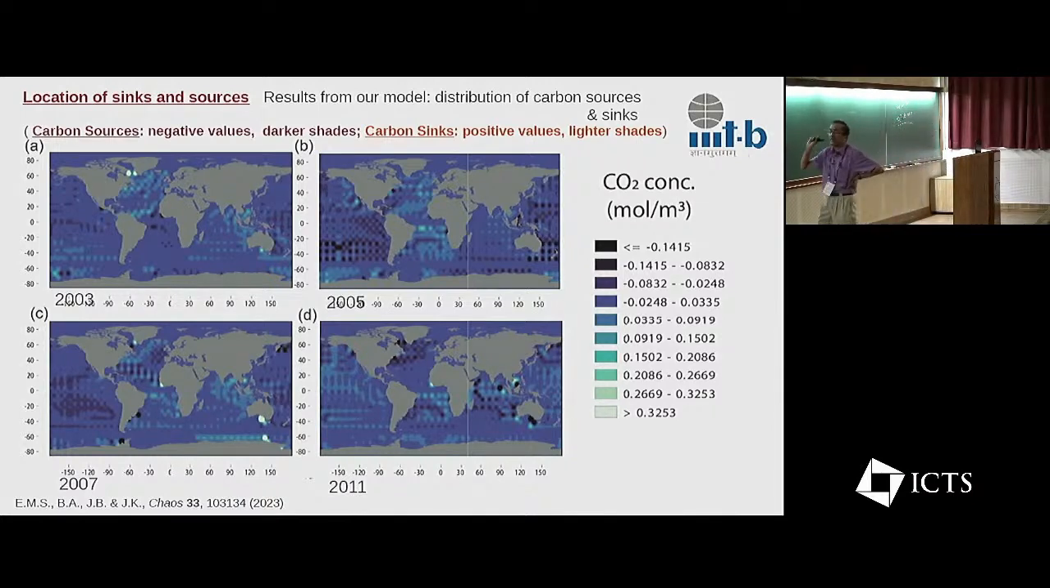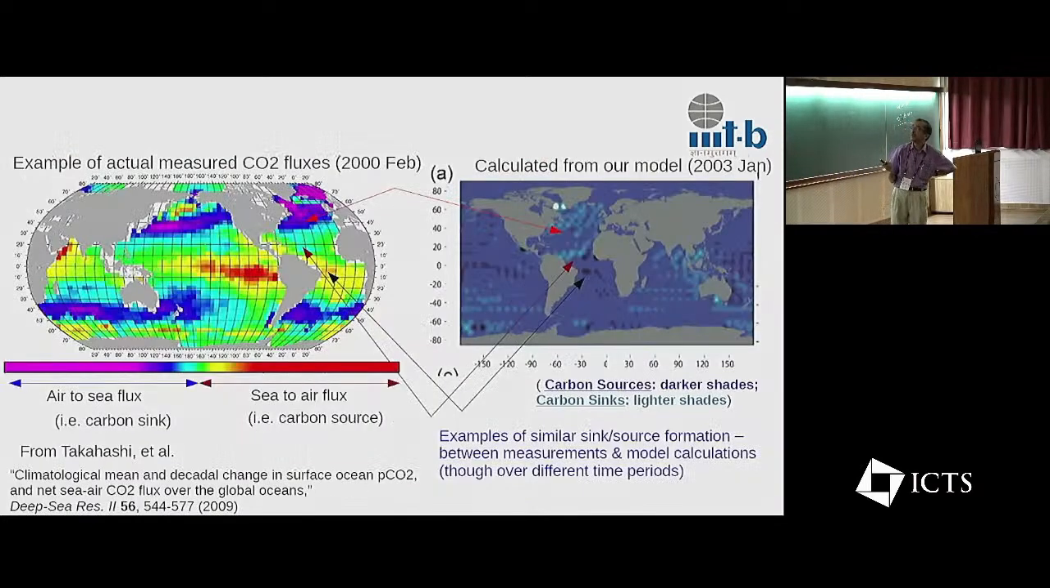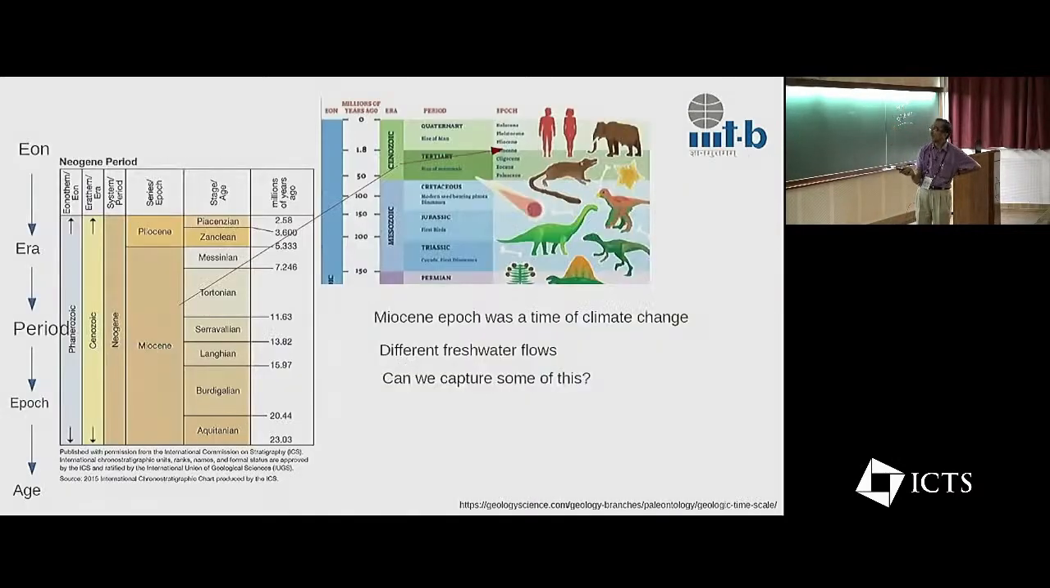And wherever you have sinks, you're going to immediately see that the corresponding nearby landmass is going to see a fall in temperature. The left side is what has been published in a journal about what is measured experimentally. This is our prediction. And broadly, you see the patterns match. Now, that's an interesting thing.